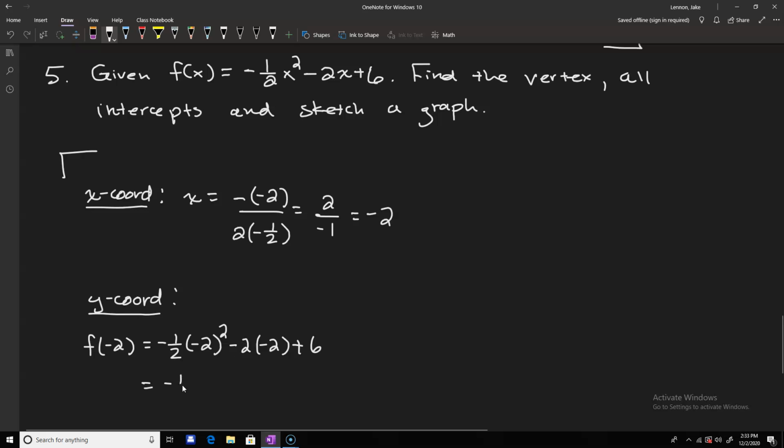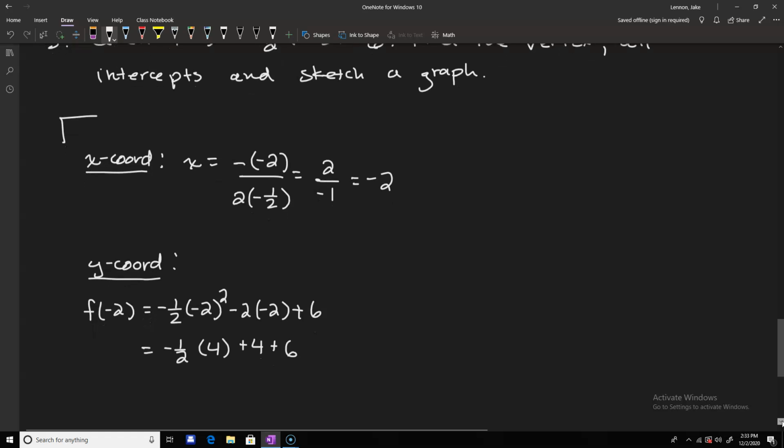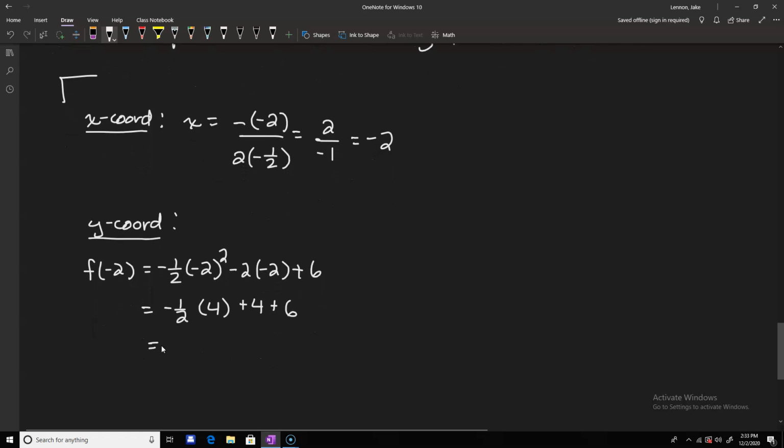So we have negative 1/2 times 4 plus 4 plus 6. So this is going to be negative 2 plus 10, so that comes out to 8. So the vertex is negative 2, 8.